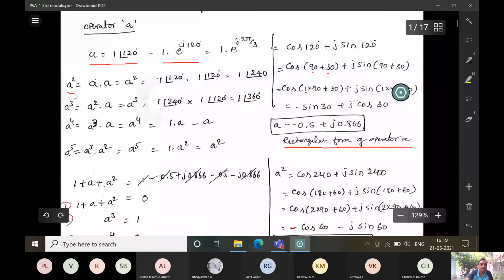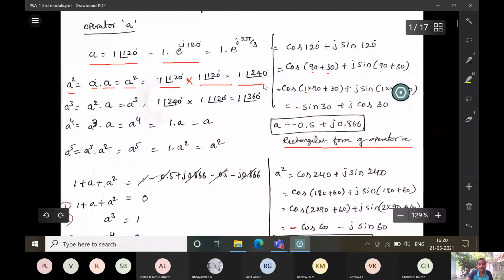Similarly, I want to write a square now. What is a square? a into a is equal to a square, right? So what is a? a means 1 at an angle 120. Similarly, the other a means 1 at an angle 120. So add these things. 1 into 1 is 1. Whenever you are multiplying in polar form, how do you do it? Magnitude will be multiplied and angles will be added, right? Therefore 120 plus 120 becomes 240 degrees. So a square is equal to 1 at an angle 240 degrees.